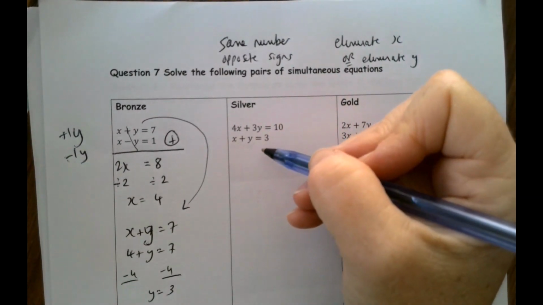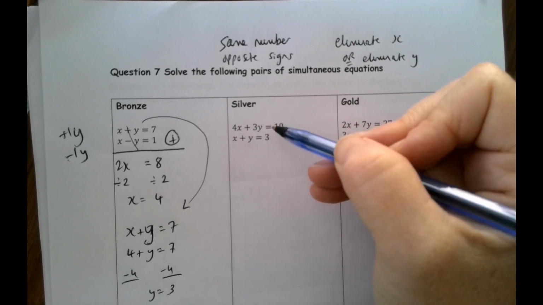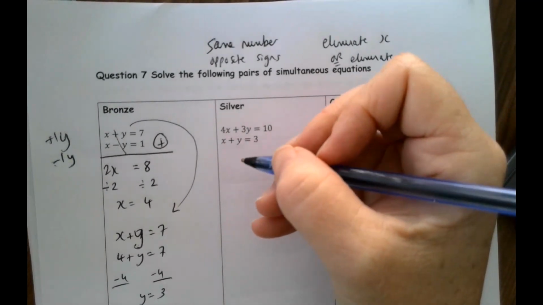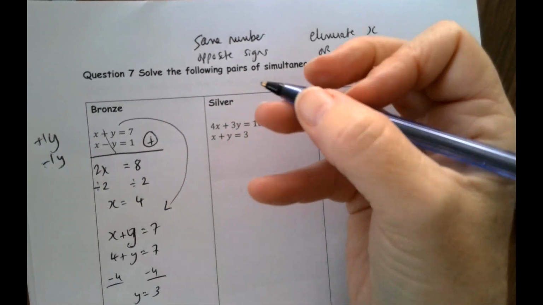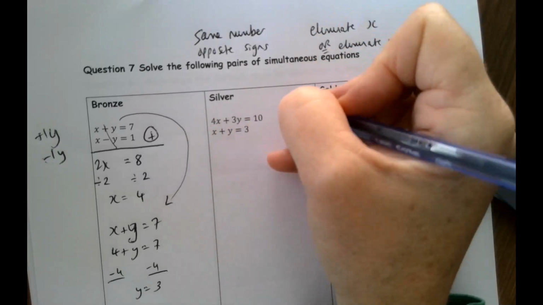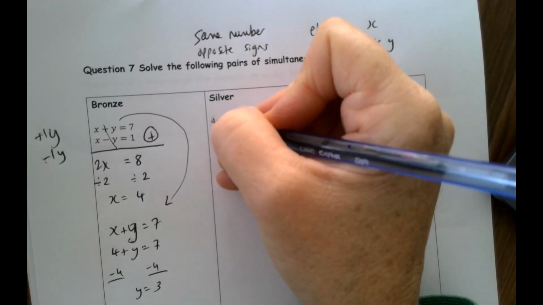Now in this one, there's nothing that's the same number, is there? So what I'm going to do, because I eliminated y last time, I'm going to eliminate x this time, just so you can see the workings. So this is plus 4x.